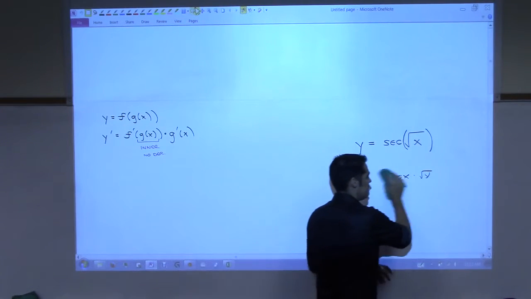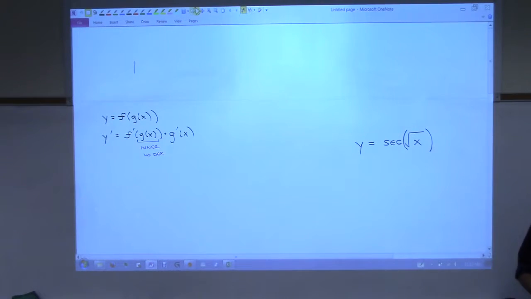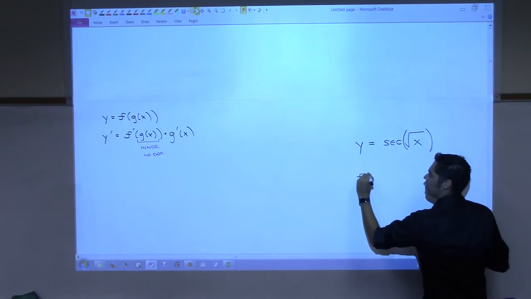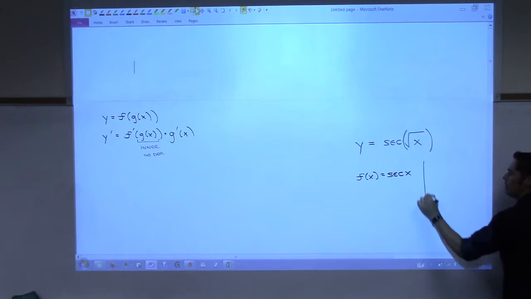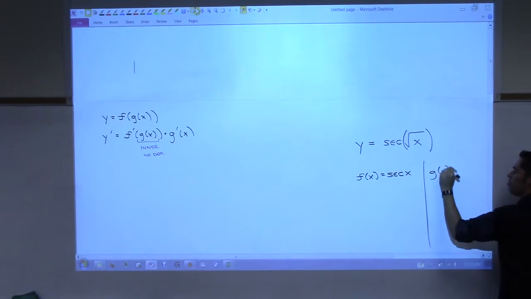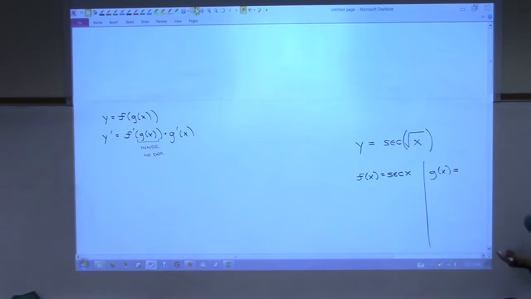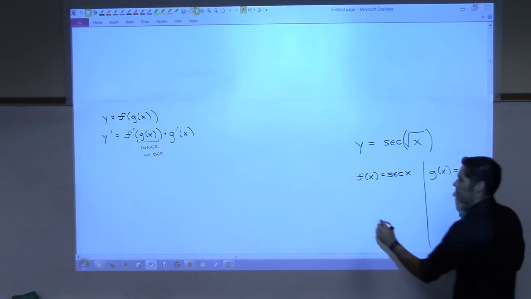So do you see that it's a chain? Do you see its composition? You have an inner and an outer function. In this case, it doesn't matter which one you start with. Secant's the outer. That's your f then, right? So your f of x here is secant x. The inner function, which we'll call g, is what? Square root of x. And as long as you can take the derivatives of each of these, you should be in business. So what's the derivative of secant x?